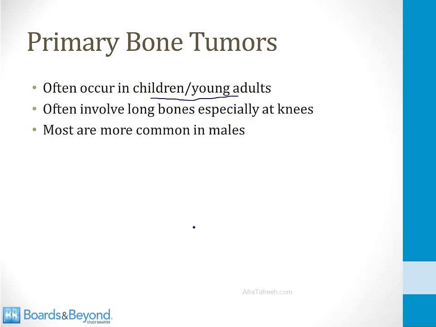Bone tumors that are primary often involve the long bones, especially at the knees, and the idea here is that the long bones of the legs grow the most, so there's the most opportunity for malignancy to develop. And then finally, primary bone tumors are usually more common among males, and the idea here is that males grow to be taller than females in general, so their long bones have more growth than females, so therefore there's more opportunity for a malignant cell to develop and lead to a tumor.